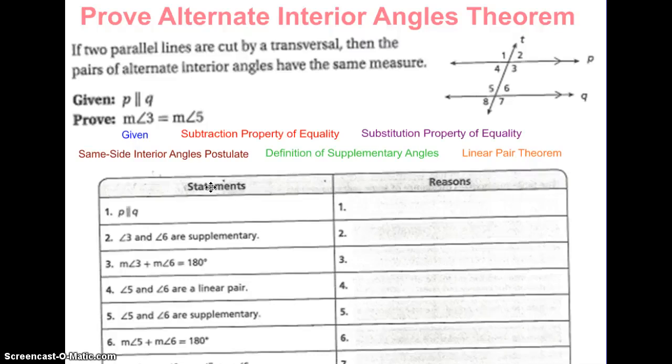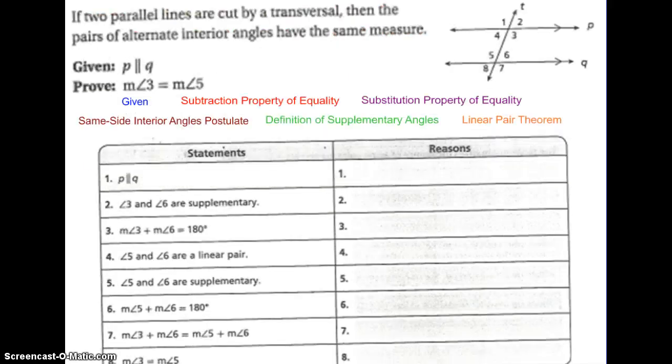It says, if two parallel lines are cut by a transversal, then the pairs of alternate interior angles have the same measure. So we're saying, given that P is parallel to Q, we've already got the markings here and here, that angle 3 must be equal to angle 5. Alright, so let's get to work. First off, we are given that line P is parallel to line Q.